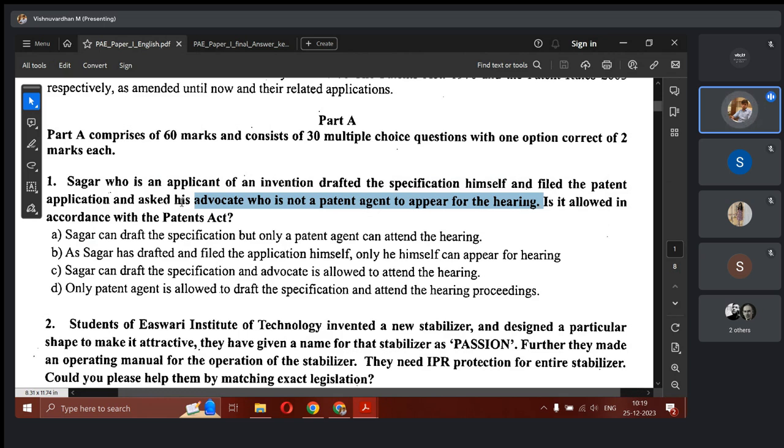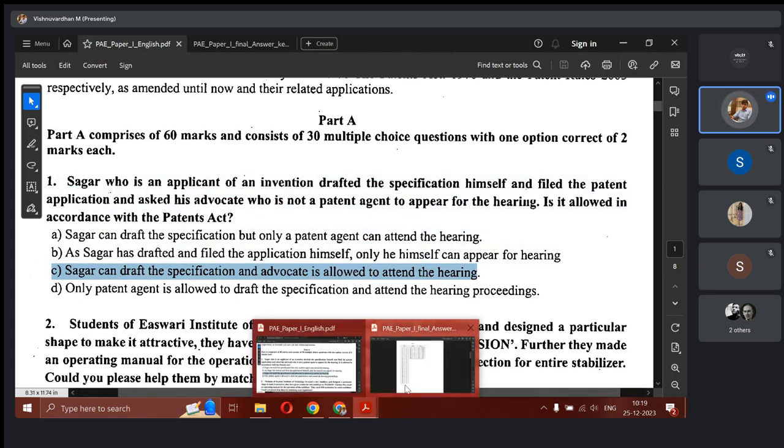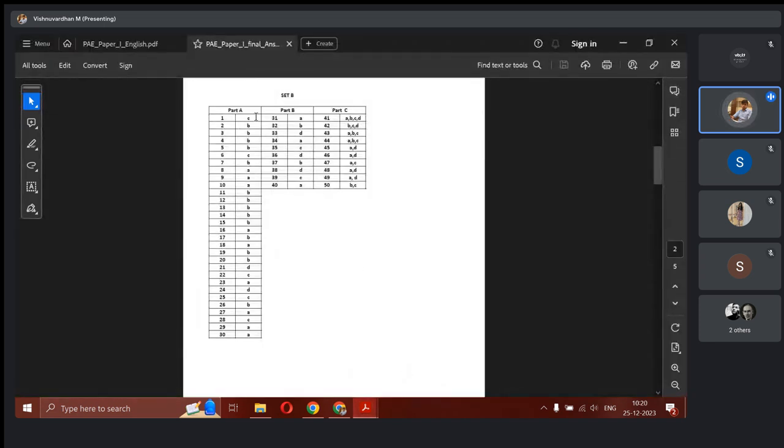Okay. So is it allowed in accordance with the Patents Act? Absolutely yes. Option A: Sagar can draft the specification, but only a patent agent can attend the hearing. No. Option B: As Sagar has drafted and filed the application himself, only he himself can appear for the hearing. Again, no. Option C: Sagar can draft the specification and an advocate is allowed to attend the hearing. Answer is C. Option D: Only a patent agent is allowed to draft. No, even D is wrong. Okay. So is the answer C for Q1? Yes. Answer 1 is C.